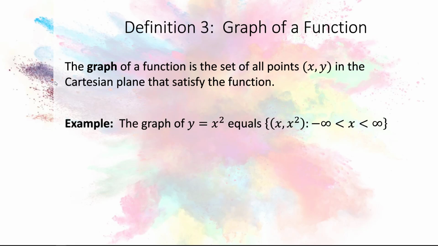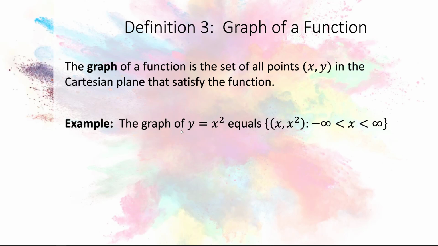And then here's our third definition, and this is the definition of a graph of a function. Some people think that a graph is that cute little picture that you draw. Actually, it is not. The graph of a function is actually a set, and it's a set of all points x and y on the Cartesian plane that satisfies a function. So what does that mean?